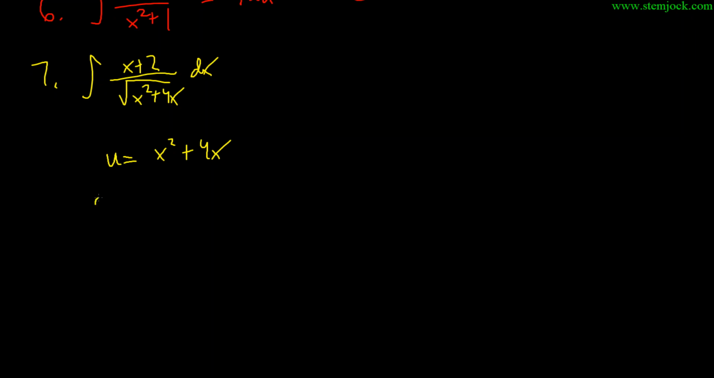So take the derivative of both sides. So this is x squared plus 4x. On the left, we have du/dx equals 2x plus 4.